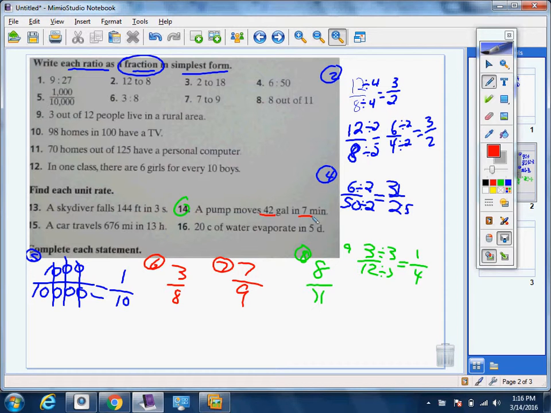So we take a look at this. A car travels 676 miles in 13 hours. First number is going to go on top. Second number is going to go on the bottom. Did you do them all that way? From now on, when we do this, make sure you remember to put the first number on top and the second number on bottom. If you flip your answers, you'll find out that it's right when it's flipped. Question?